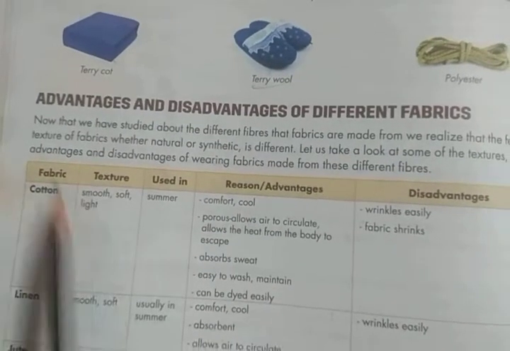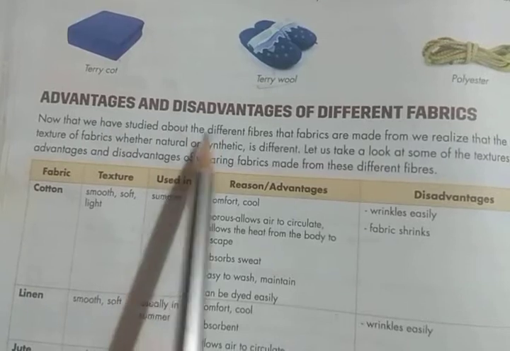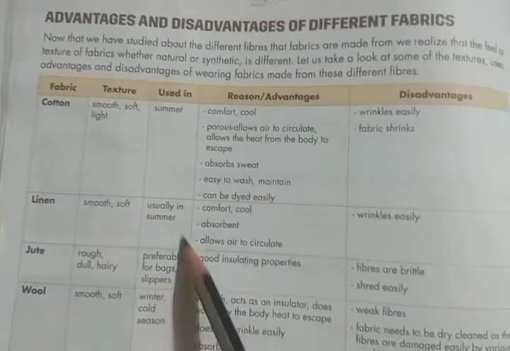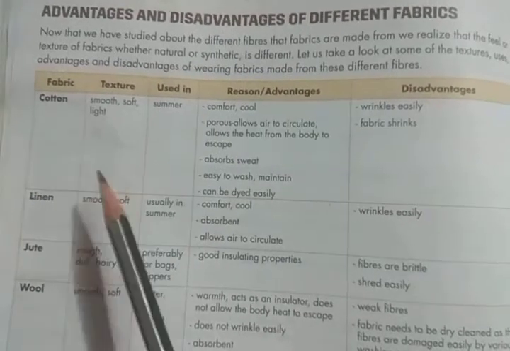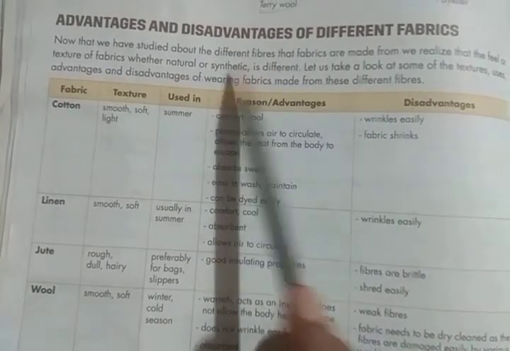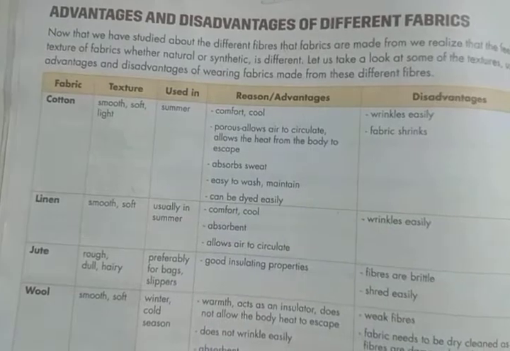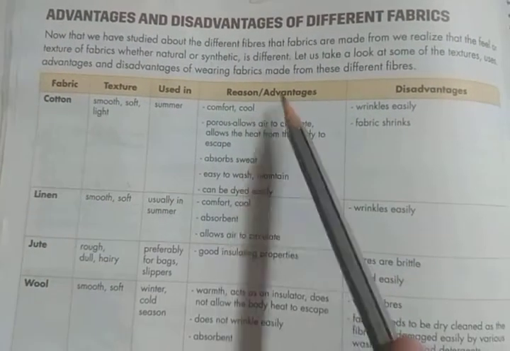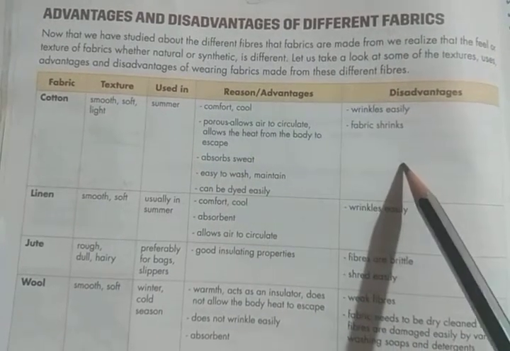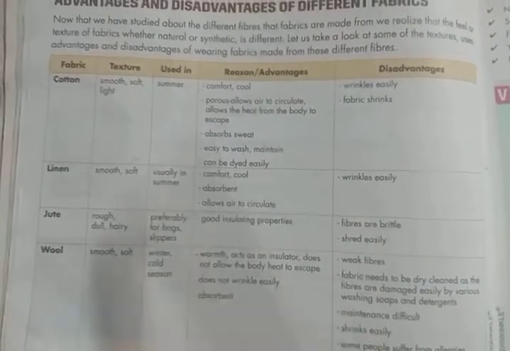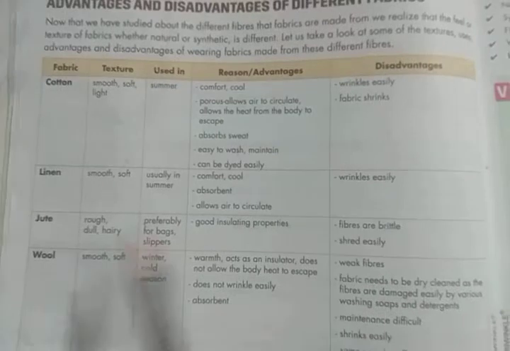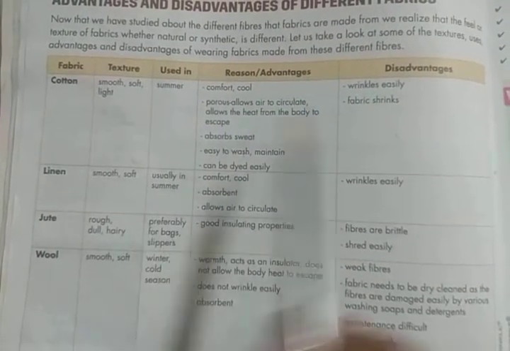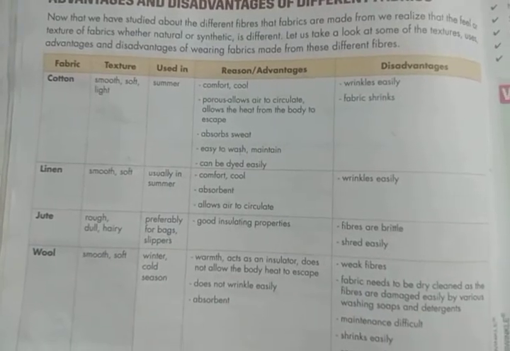Now you have been given here some advantages and disadvantages of different fabrics. So guys, please see these points, these advantages and disadvantages of different fabrics like cotton, linen, jute, wool. Please read these advantages and disadvantages and learn them well.